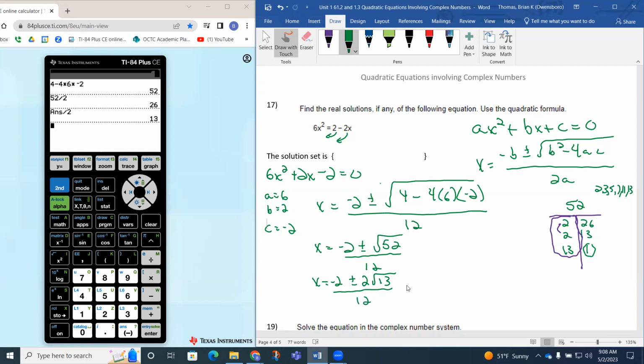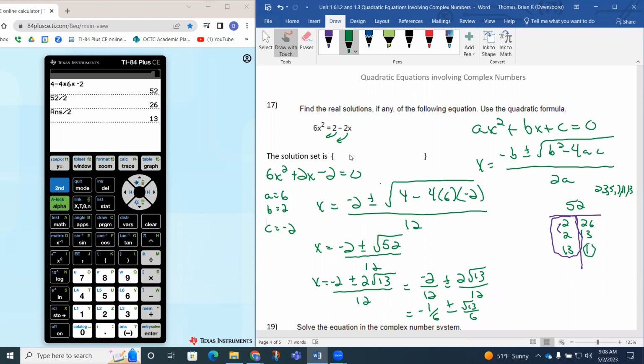So to simplify this, it's a good idea to kind of just separate this as 2 separate pieces. So the negative 2 over the 12 plus or minus the 2 square root of 13 over the 12. And notice that the 2 and the 12 have a common divisor of 2. So that actually reduces down to a negative 1/6. And plus or minus. Notice how the 2s here will divide out. And that will leave me the square root of 13 on the top and a 6 on the bottom. So that becomes our solution set.